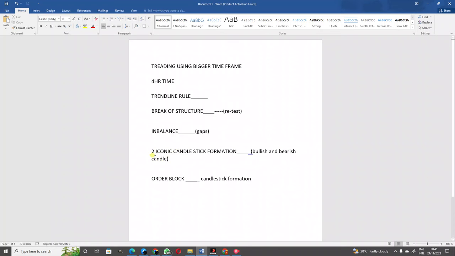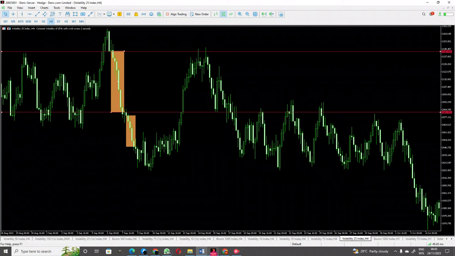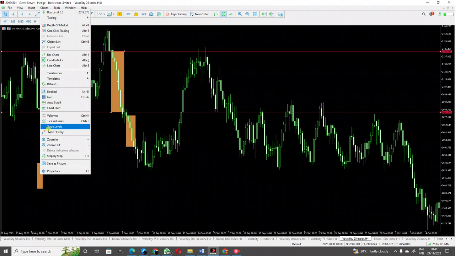Now, let's talk about the two iconic candlestick formations on the market. What do we mean when we talk about the two iconic candlesticks on the market? Now, I am going to show you something here. When we talk about the two candlesticks formation, we would obviously have something of this kind.